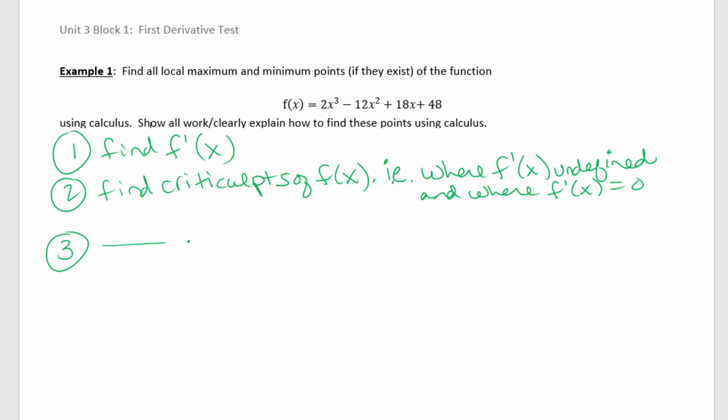We're going to draw a number line on the entire domain of f of x. We're going to put any critical points on that number line, and then we're going to test f prime on each interval in between and each interval on either side in order to identify if f prime is positive or negative, thereby telling us if f is increasing or decreasing. This will help us identify our conclusions about local minimum and local maximum points on f.